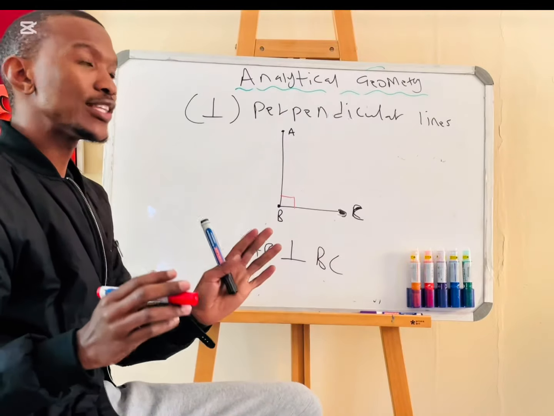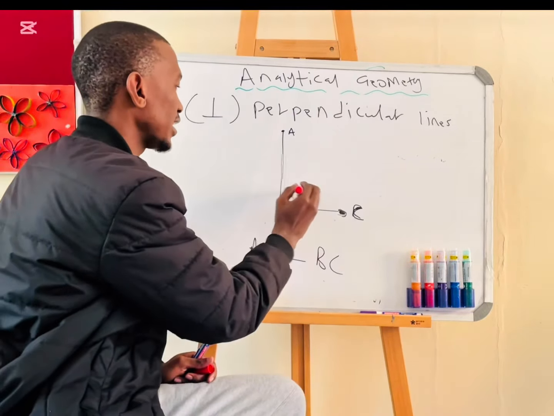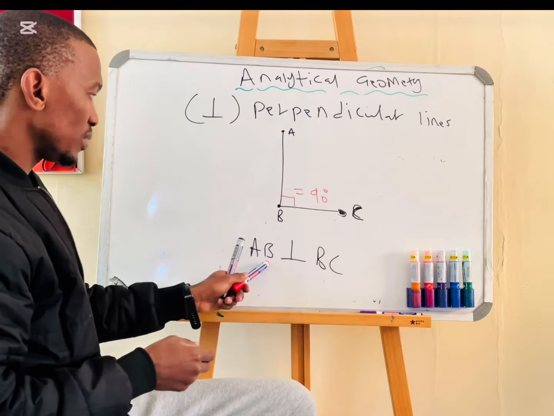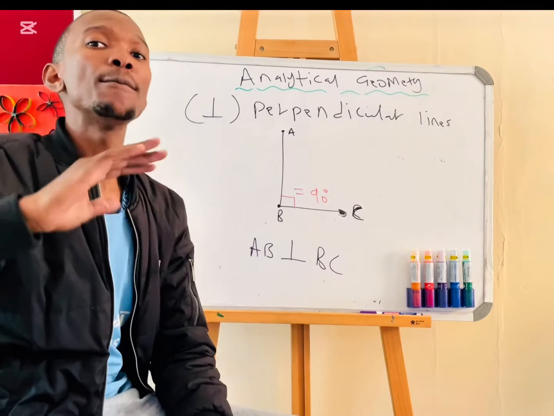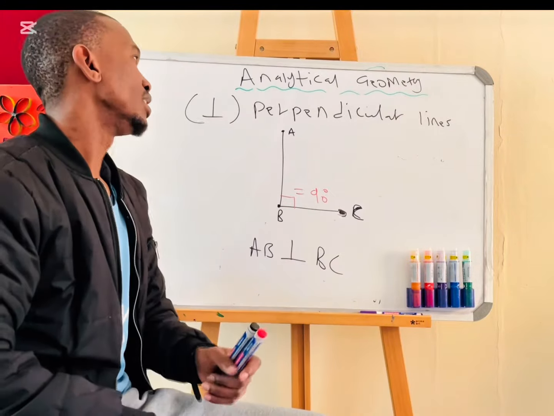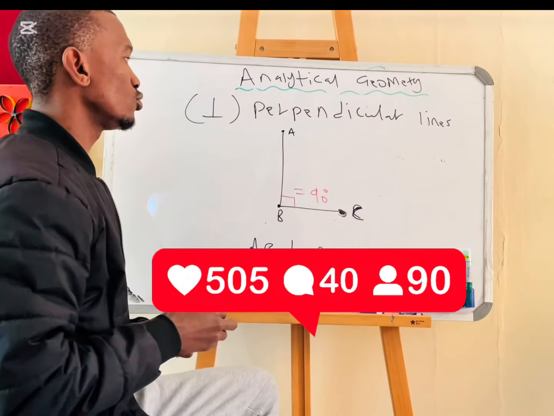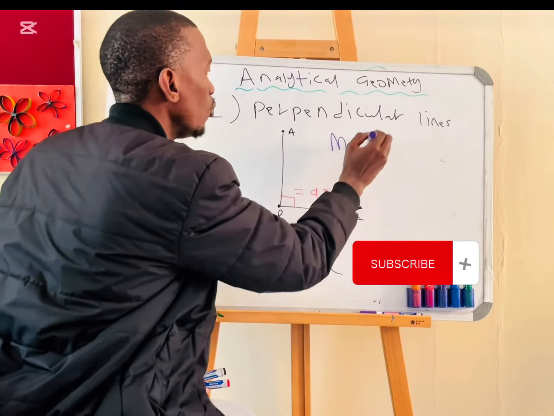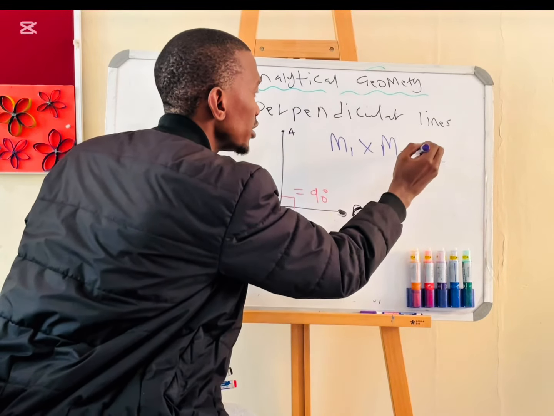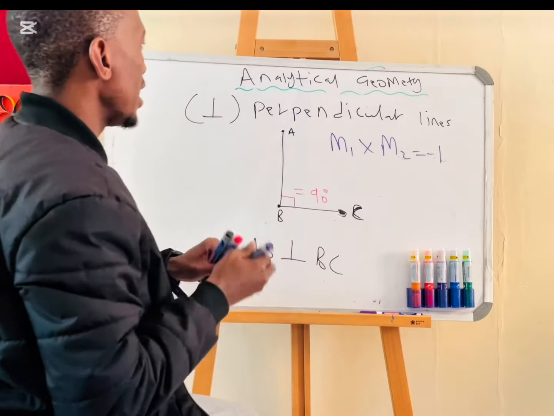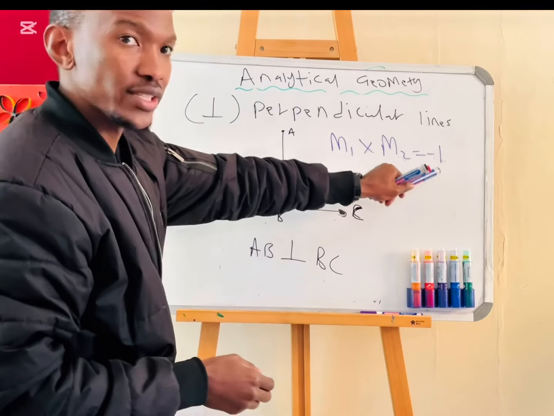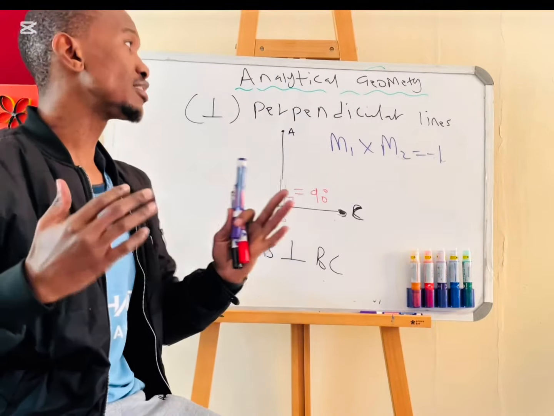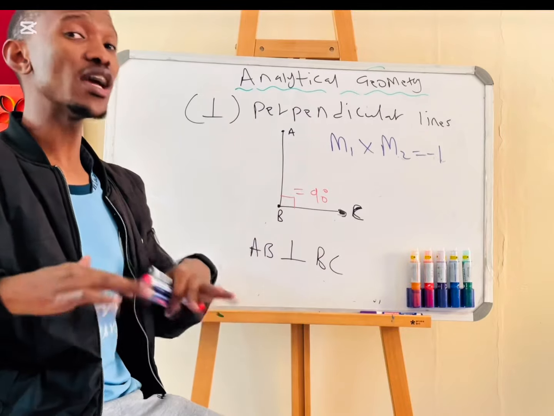And whenever two lines form a right angle, which is 90 degrees, we say that the two lines AB and BC are perpendicular. Now, this is how you are going to show it. The formula is given by this: M1 times M2 equals -1. If the product of the gradients gives you -1, we say that the lines are what?